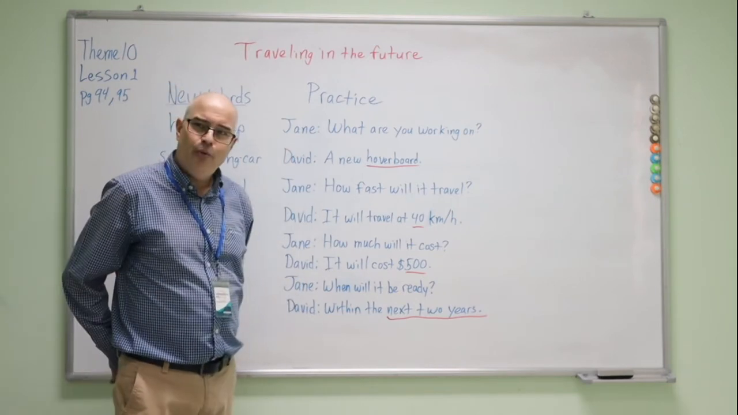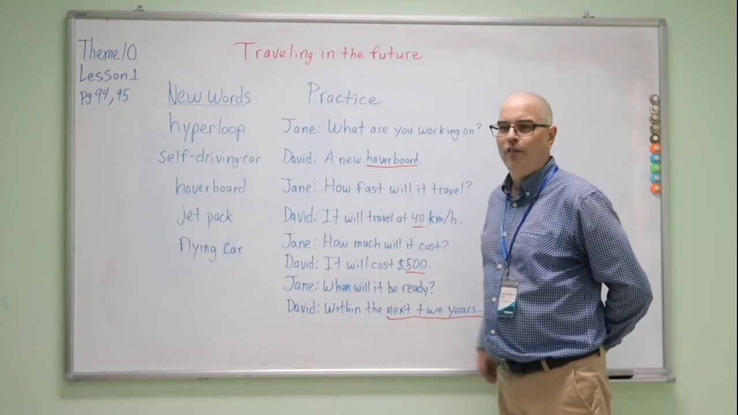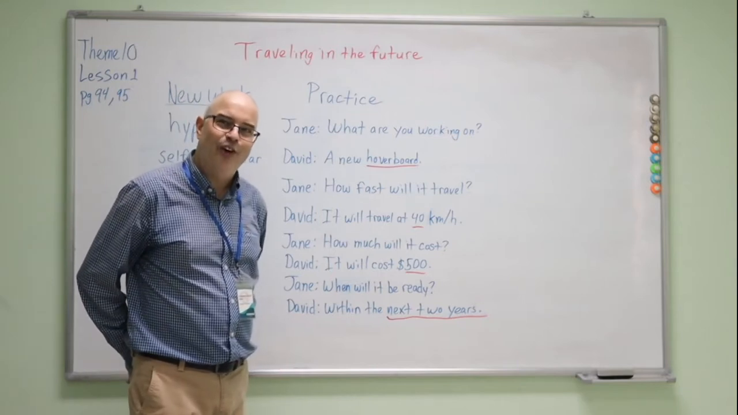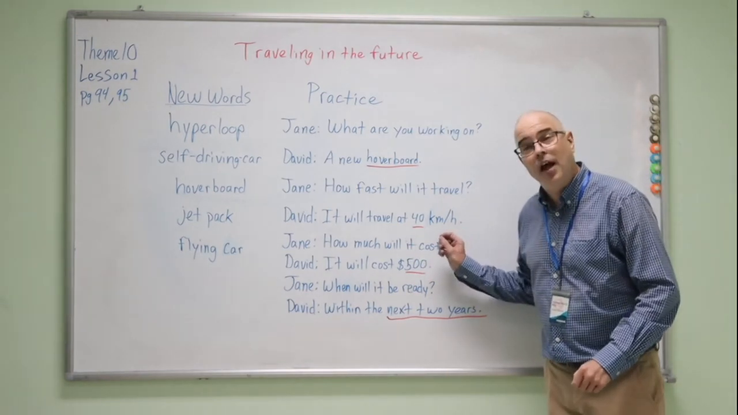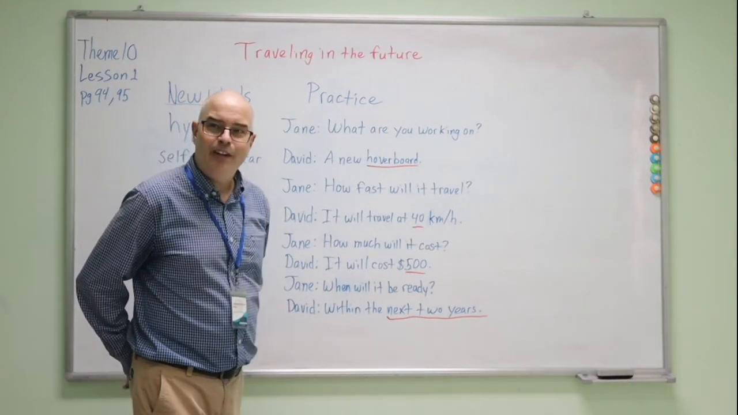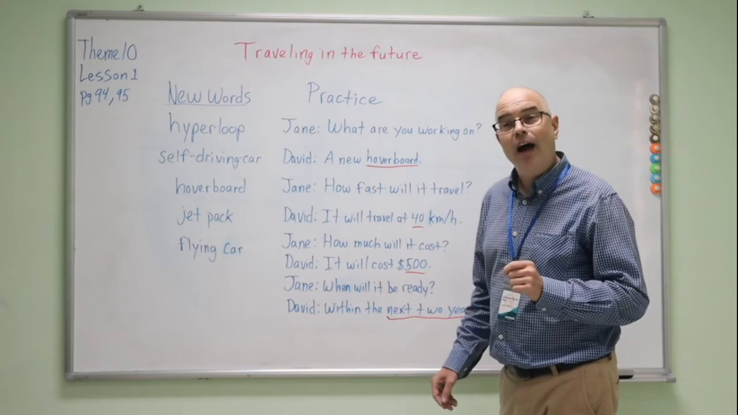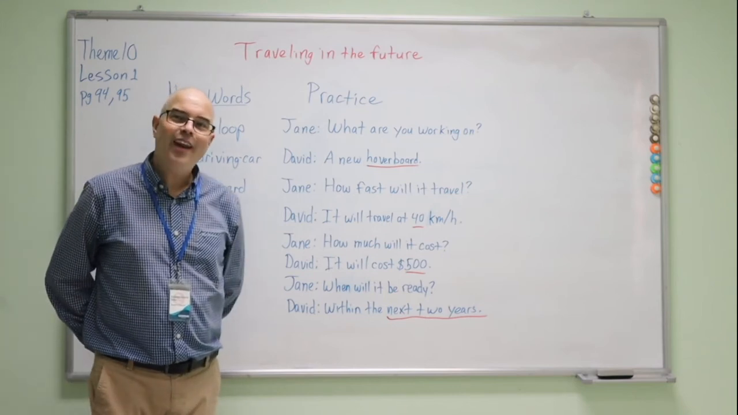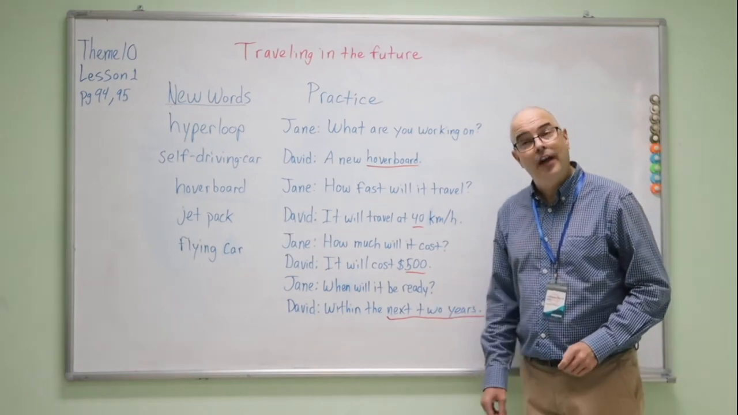Jane: What are you working on? David: A new hoverboard. Jane: How fast will it travel? David: It will travel at 40 kilometers per hour. Jane: How much will it cost? David: It will cost $500. Jane: When will it be ready? David: Within the next 2 years.